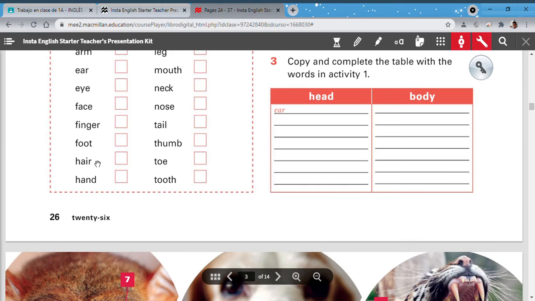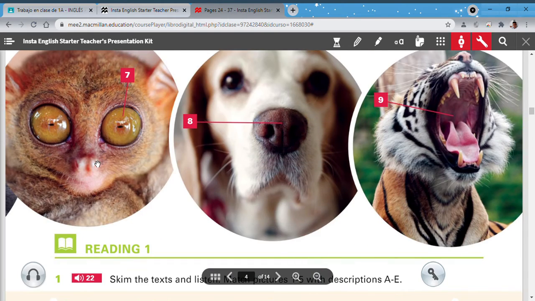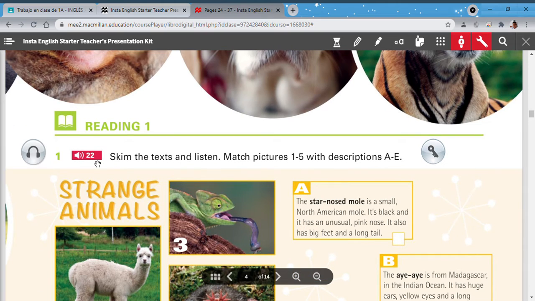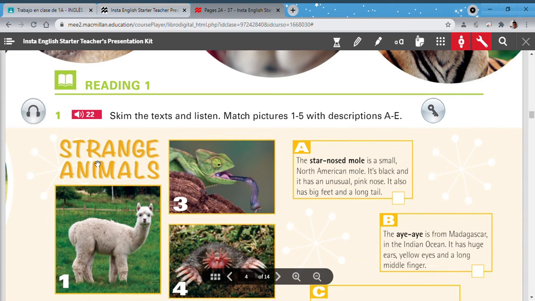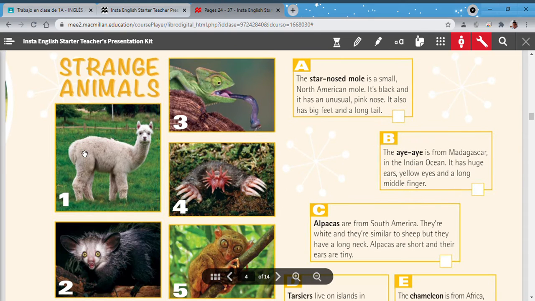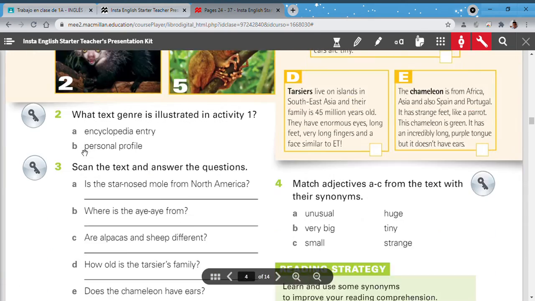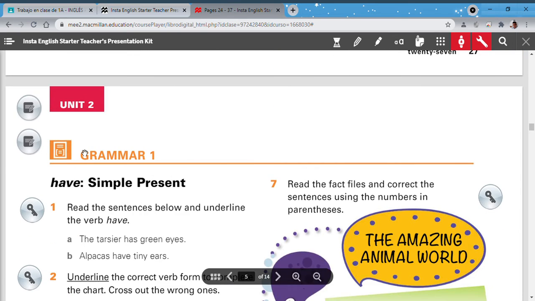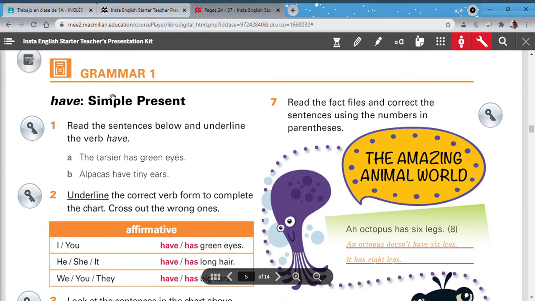Perfect. Now let's continue. Here I have a reading activity, but we're going to do this in our class. Today I'm going to focus on this part. Grammar 1: have in the simple present.